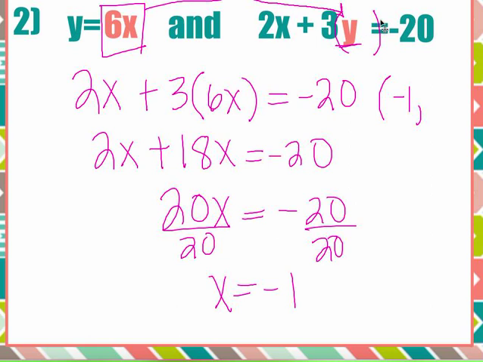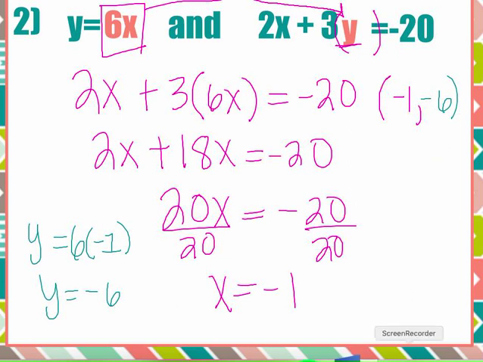So I can plug it into this really long one, but obviously it's just going to make more sense and be a lot easier to do it with this short one. So if we plug it back in to y equals 6 times x, we're going to do y equals 6 times negative 1. So y equals 6 times negative 1 is negative 6. So now I have my x and my y for the coordinate. So the answer to where these two lines would intersect is the point negative 1, negative 6.